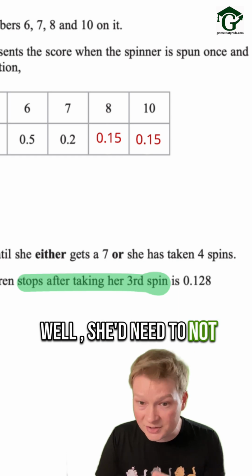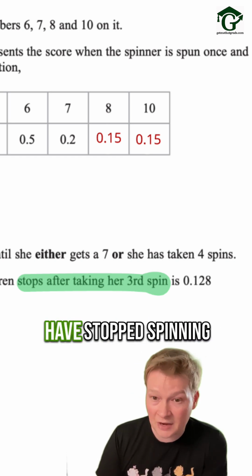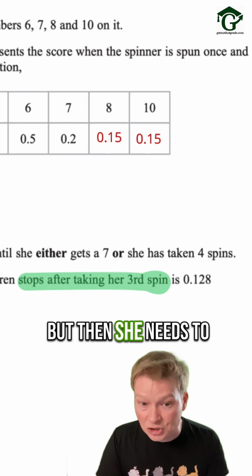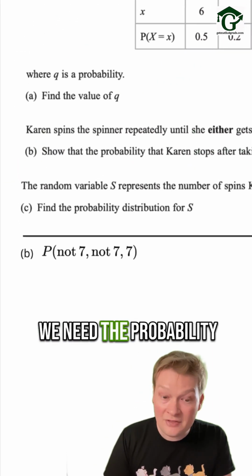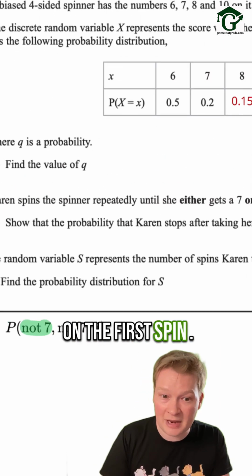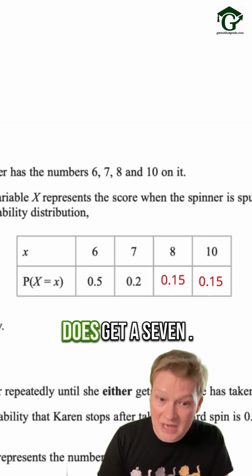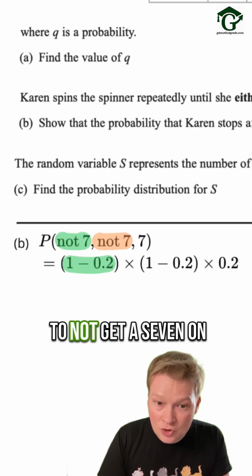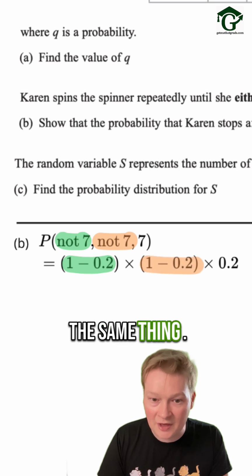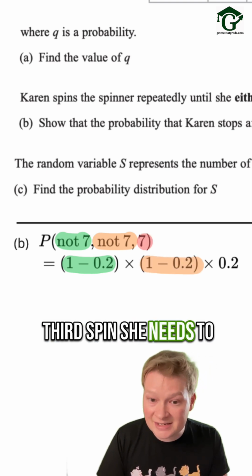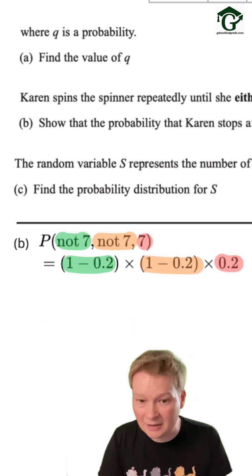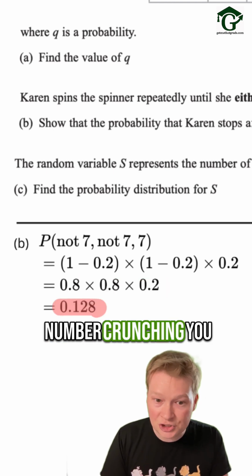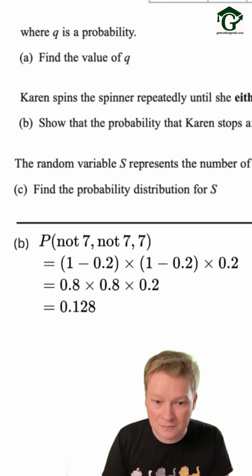Well, she'd need to not get a 7 on the first spin, because otherwise she would have stopped spinning. And again, not get a 7 on the second spin. But then she needs to get the 7 on the third spin. We need the probability of not getting a 7 on the first spin. That's 1 minus the probability that she does get a 7, 1 minus 0.2 from the table. And again, we need her to not get a 7 on the second spin, the same thing. Then finally on the third spin, she needs to get the 7 so that she stops spinning. So we end up multiplying 0.8 by 0.8 by 0.2, and if you do the number crunching, you get the 0.128 from the question.